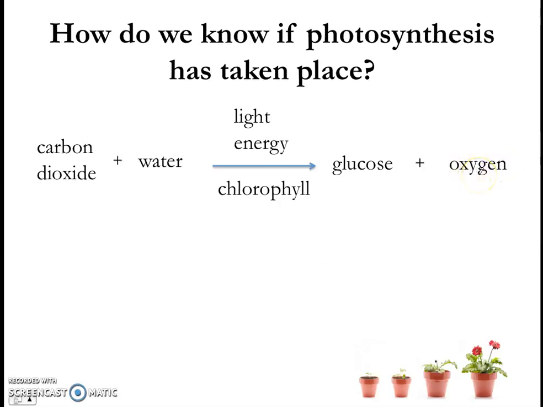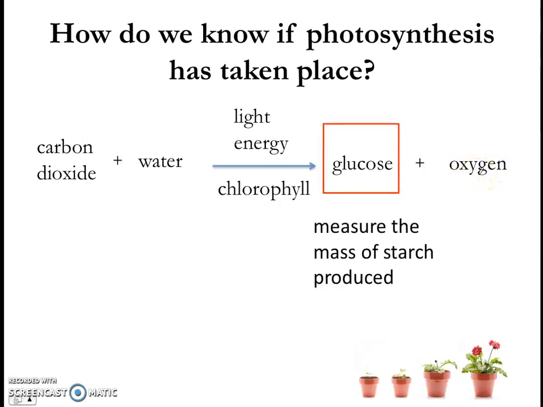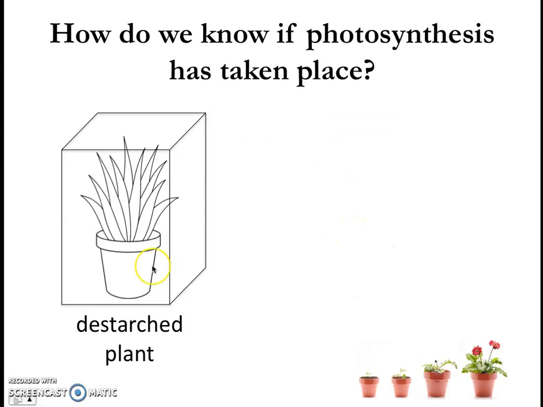Now there's one more way that is often used, and that is we know that photosynthesis has taken place if we measure the amount of glucose being produced. Now you don't measure glucose directly, usually people will measure the mass of starch produced. So as starch is produced, then we know that photosynthesis is taking place.